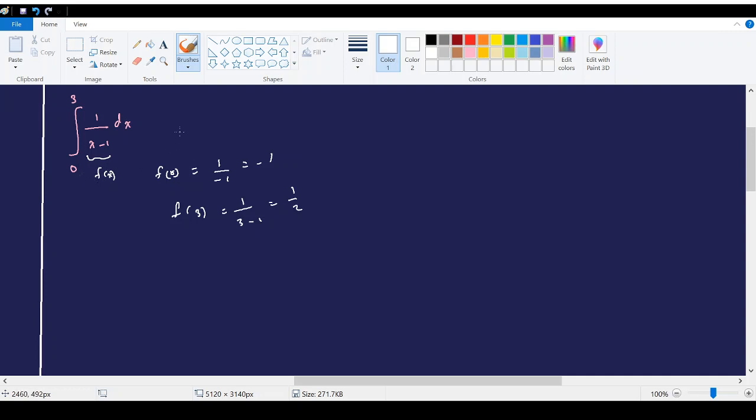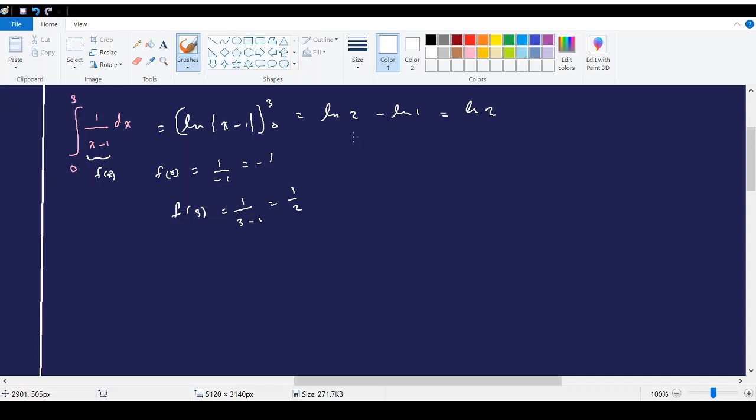Then, without considering any availability of a vertical asymptote in between, if we just evaluate the integral, now you can see you have the derivative of the denominator in the numerator, so you can just write it as ln|x minus 1|. Okay, so if you substitute the upper and lower limits directly, then it will be ln2 minus ln1. That means it is equal to ln2, right?